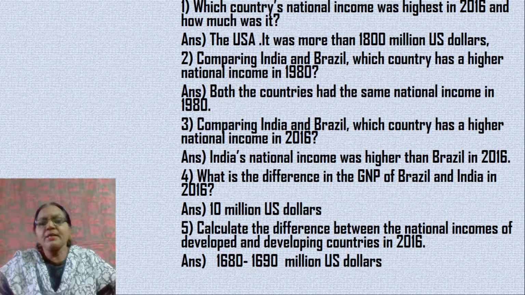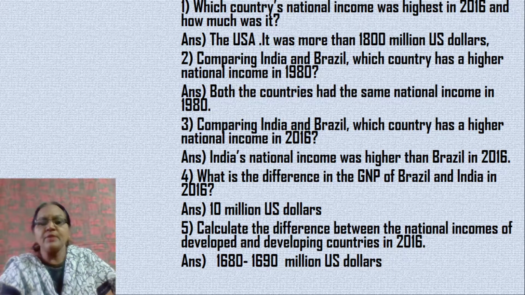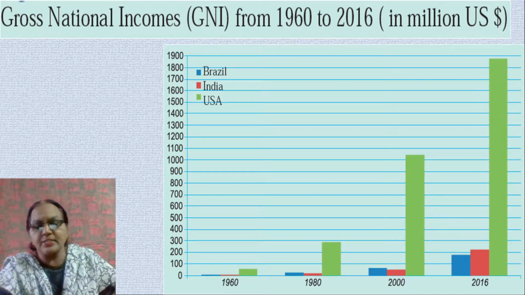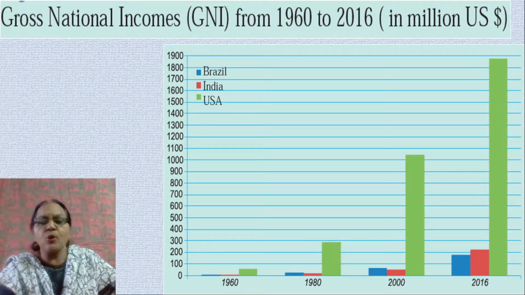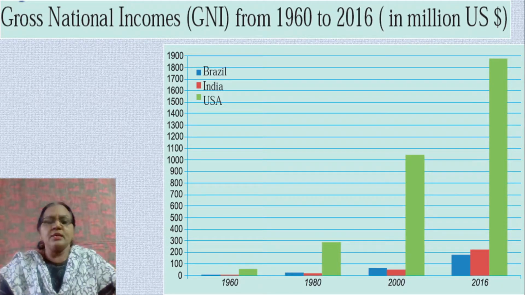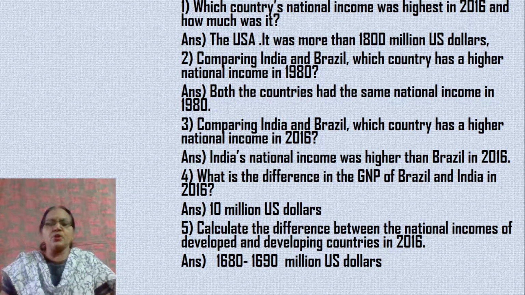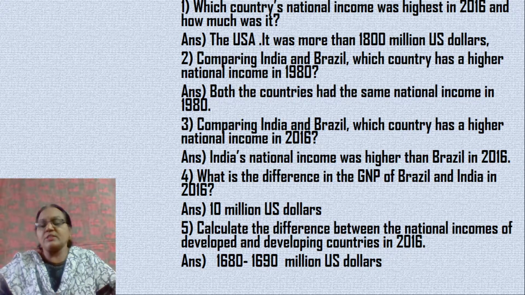dollars. Comparing India and Brazil, which country has a higher national income in 1980? Look at the year 1980. You'll find both India and Brazil have more or less the same national income. So both the countries, that is Brazil and India, have the same national income in 1980.